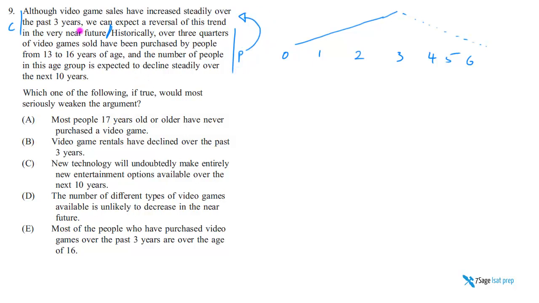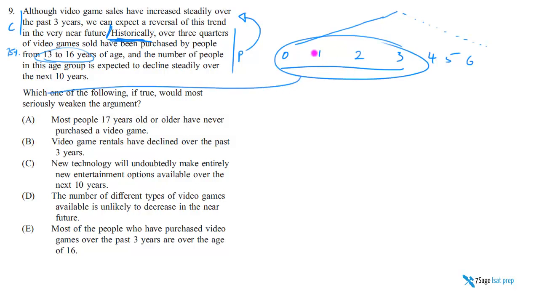So let's see what the premises say. Why should we believe this? Because historically, over 3/4 of video games sold, so let's just make this make sense, 75%, the vast majority of video games sold have been purchased by people from 13 to 16 years of age. And that's historical data. So let's think about how this is just the last 3 years, right? Historically, that means we take into account everything else in the past, like 10, 20, 30, I don't even know how long video games have been around, but whatever, decades. Aggregate data over decades reflects that 75% of video games are purchased by 13 to 16-year-old kids.